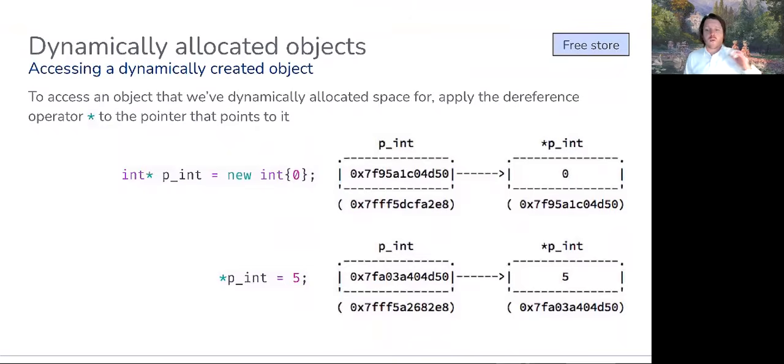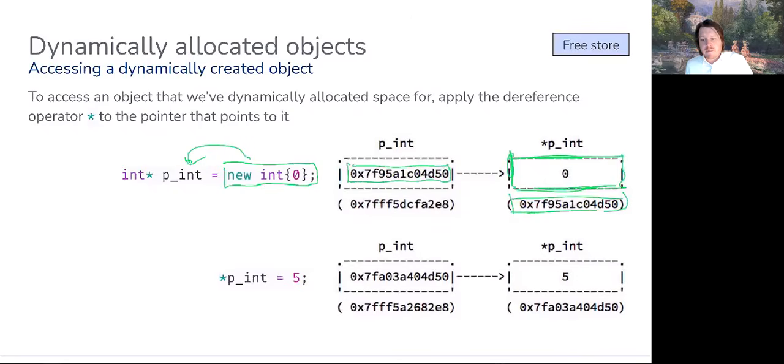Okay, we kind of referred to what's going on here, but we'll go through it again. How do we access a dynamically created object? To access an object that we've dynamically allocated space for, we simply apply the dereference operator to the pointer that points to it. So if we set up pint as a pointer pointing to an integer object residing on the free store, we create that object and store its address in pint. You can see here, okay, newly allocated object. You can see its address here. And yep, the pointer got its address.